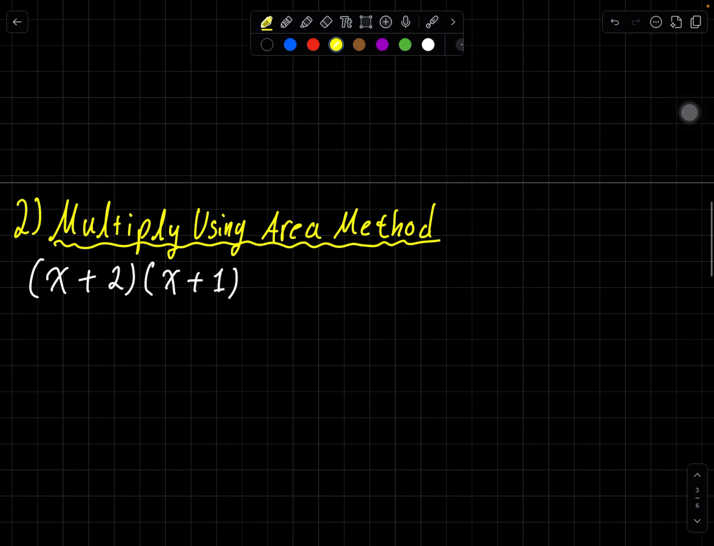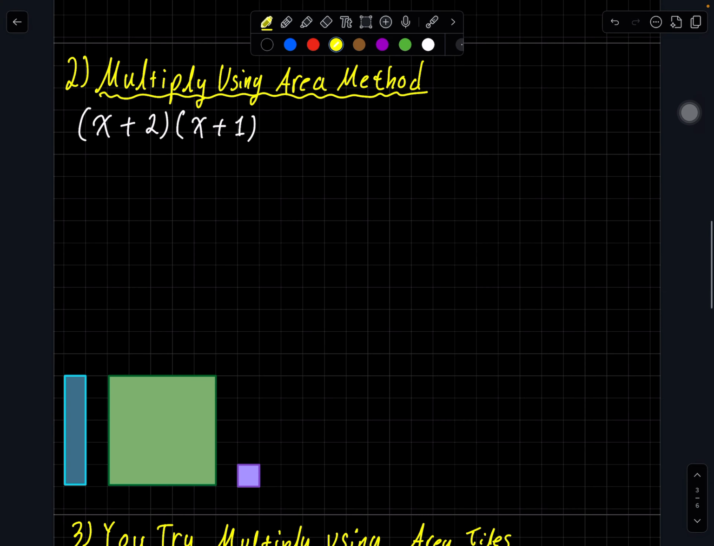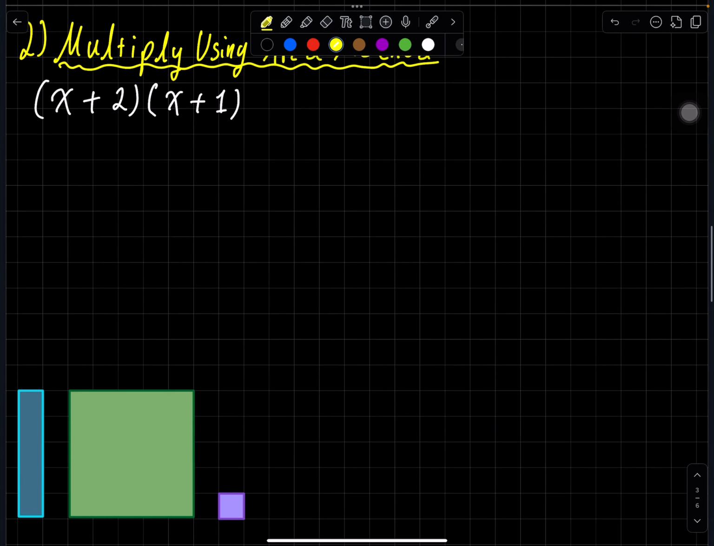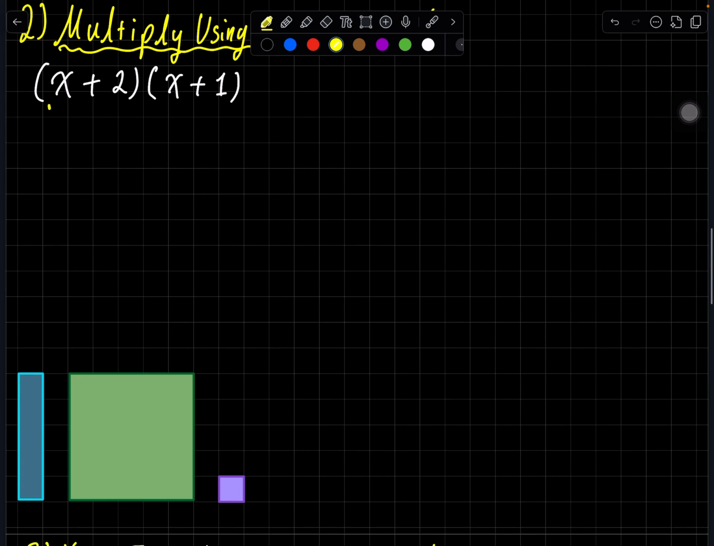For example, how do we multiply something in the form of x plus 2 times x plus 1? Well, what we can do is call this the length and this the width, because remember, the area of a rectangle is just the length times its width. And since we have x plus 2 times x plus 1, we could very easily represent this as an area of dimensions x plus 2 by x plus 1.